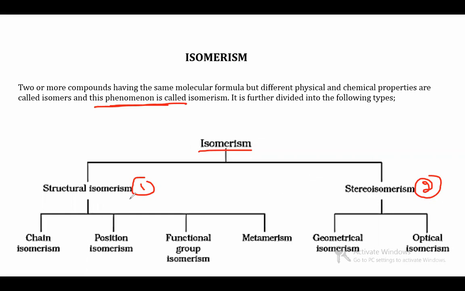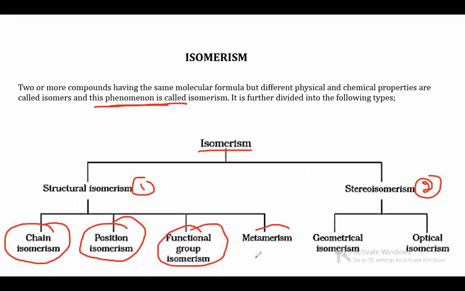Structural isomerism is divided into four major classes. The first is chain isomerism, then position isomerism, functional group isomerism, and metamerism. So isomerism is divided into two types: structural isomerism and stereoisomerism. Structural isomers are divided into four types: chain isomers, positional isomers, functional group isomers, and metamerism. Are you getting it? Stereoisomerism is divided into two types: geometrical isomerism and optical isomerism.